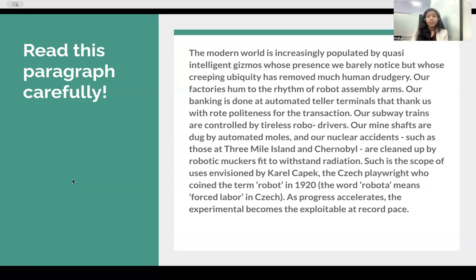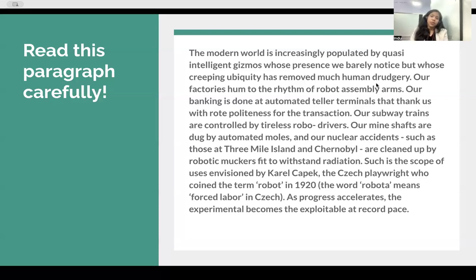Modern world is increasingly populated by quasi-intelligent gizmos whose presence we barely notice, but whose creeping ubiquity has removed much human tragedy. A lot of complex words here, and a lot of things that might be a little intimidating for people. Like, oh, what are we talking about? But let's just work with the things that we can derive from what we know. So we know about intelligent, we know about barely, presence, and words like human tragedy. So we will try to infer the meaning of the other words.